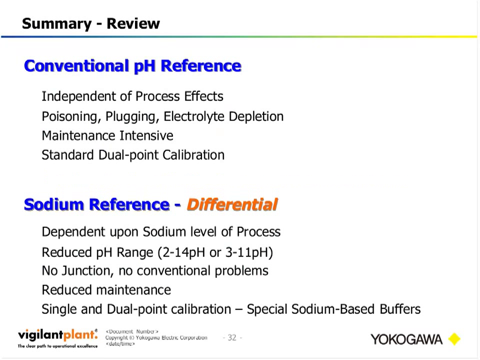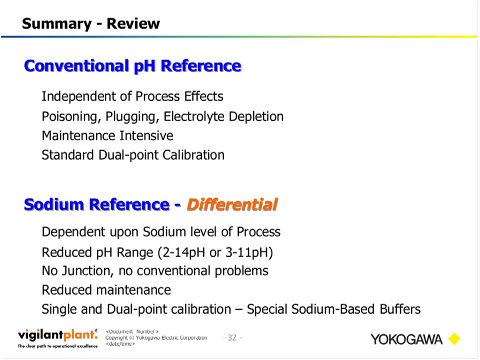So let's take a quick minute and review what we discussed today, because we're getting close to our 30-minute mark here. We reviewed that conventional pH reference electrodes are independent from the process effects, but have problems with poisoning, plugging, and electrolyte depletion, which adds to maintenance requirements. And finally, this type of pH loop requires a standard 2-point calibration for optimal accuracy.